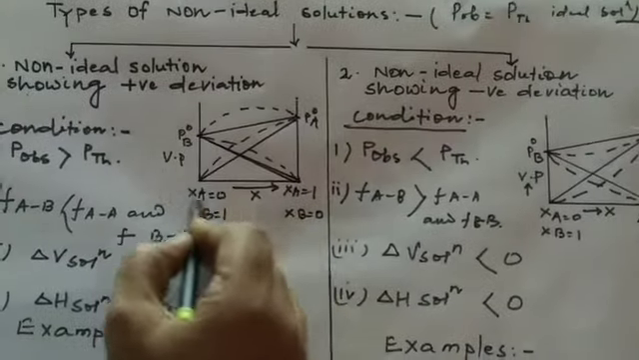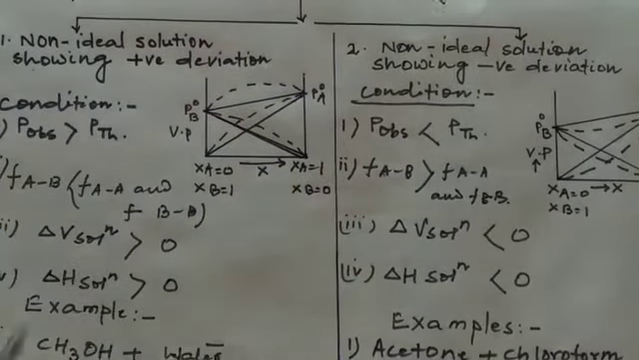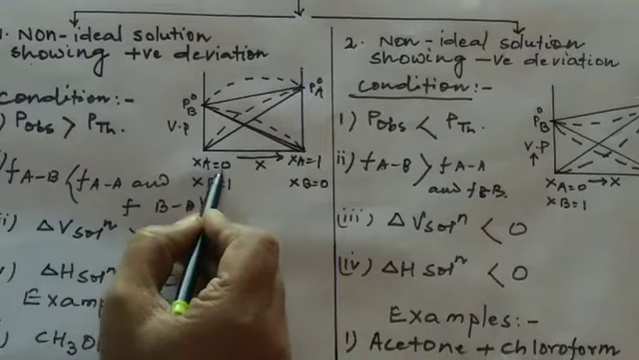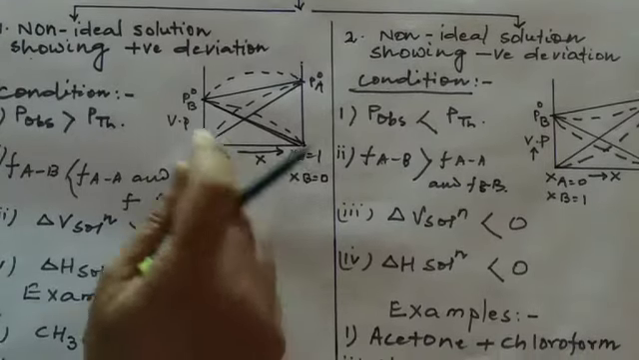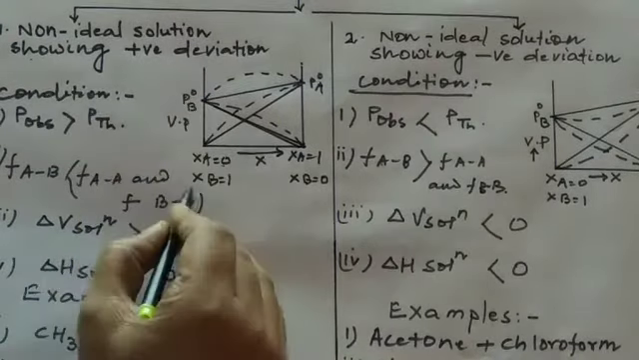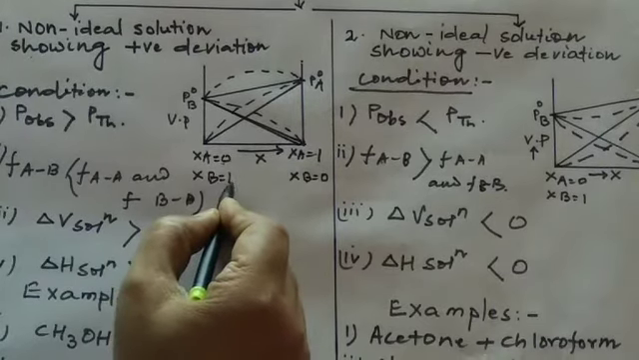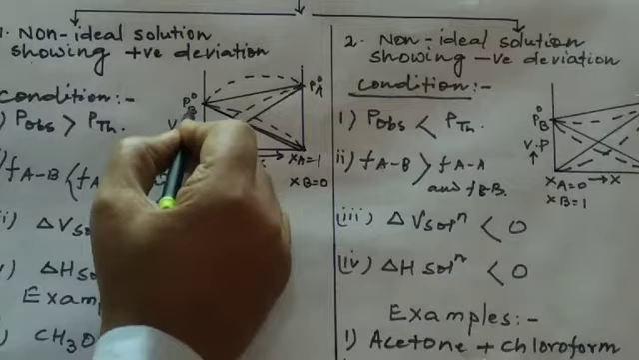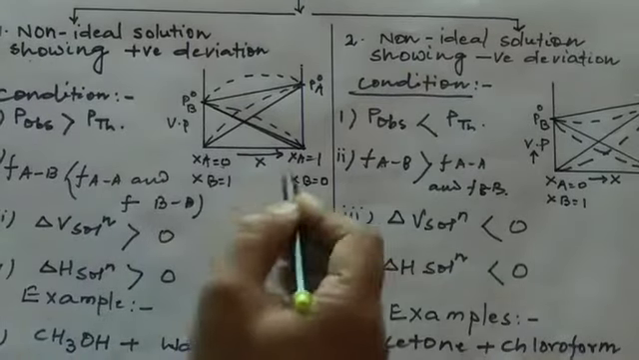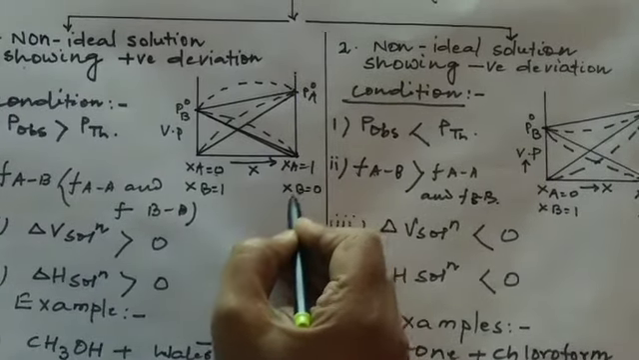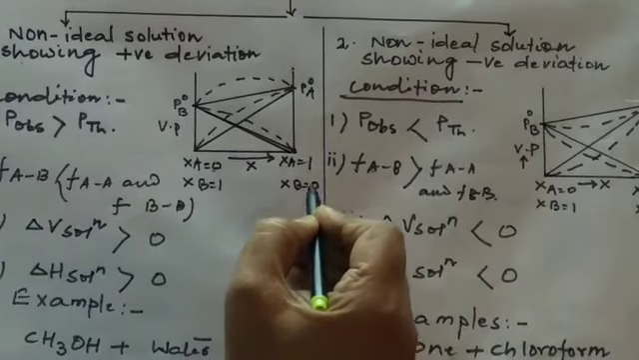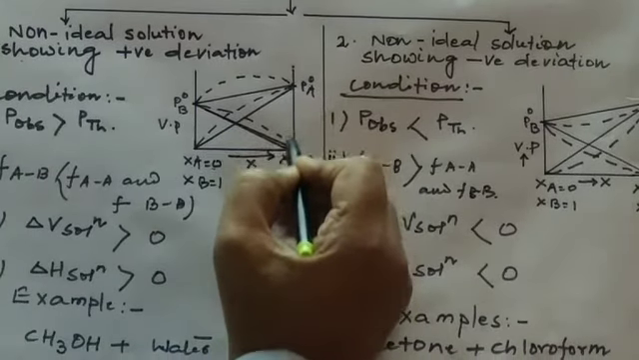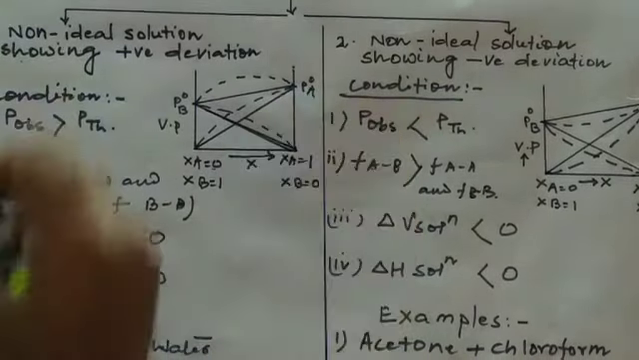It is obvious from the graph here. Here the mole fraction of A equals 0, so there is no vapor of A, only the mole fraction of B equals 1. So this is the vapor pressure of pure component B. Likewise here XA equals 1, XB equals 0. That means it is representing the vapor pressure of pure liquid A.